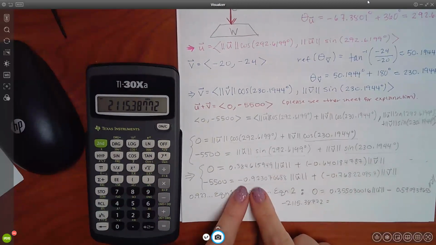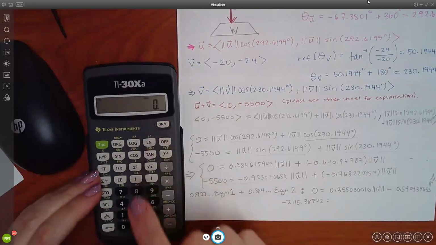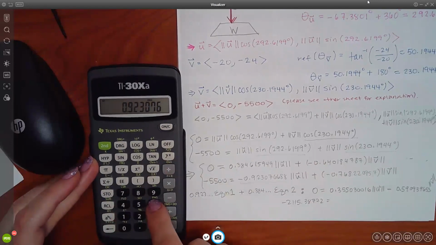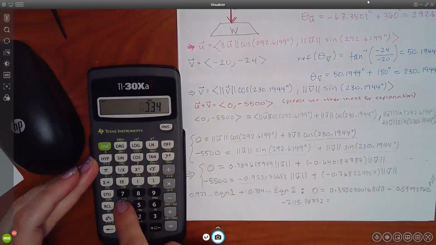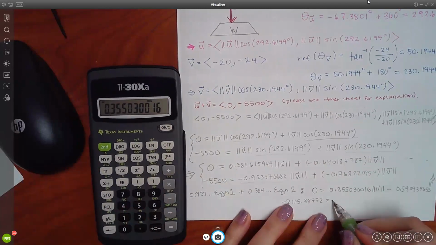And then now when I multiply this times the number, I should get the negative of this, but let me make sure. So 0.923076688 times 0.3846. Yes, I do get that same number, but I get the negative.